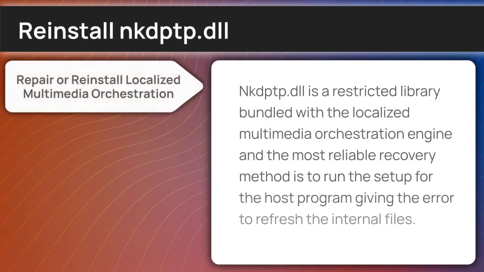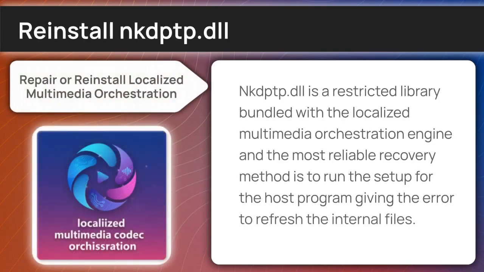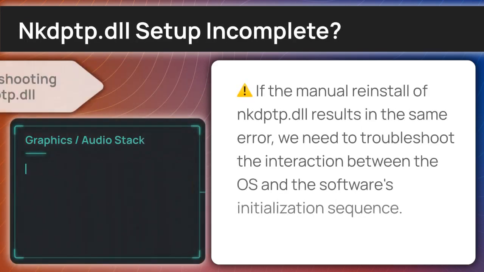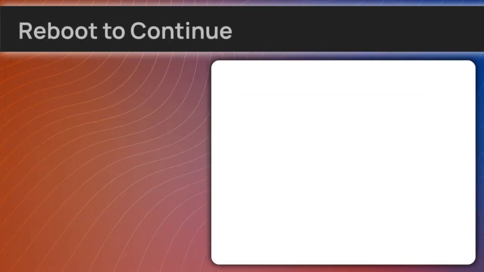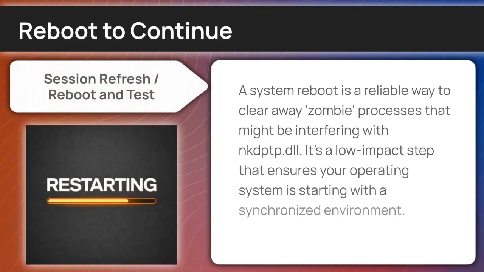NKDPTP is a restricted library bundled with the Localized multimedia orchestration engine, and the most reliable recovery method is to run the setup for the host program giving the error to refresh the internal files. If the error persists despite the new library files, we must verify if a simple synchronization conflict is preventing the file from loading. A full system restart clears the temporary memory cache and allows Windows to attempt a fresh initialization of all required libraries, including NKDPTP library.